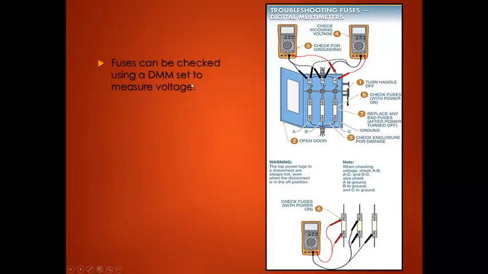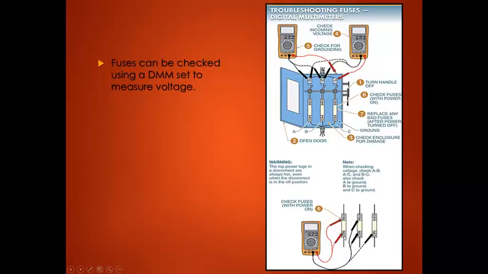Fuses can be checked using a multimeter set to measure voltage. So if you have a multimeter set to voltage, you can test across your power coming into a disconnect. You test line 1 to 2, 2 to 3, 3 to 1, testing for voltage. Then you repeat the same thing on the bottom. Or you can check voltage across them.